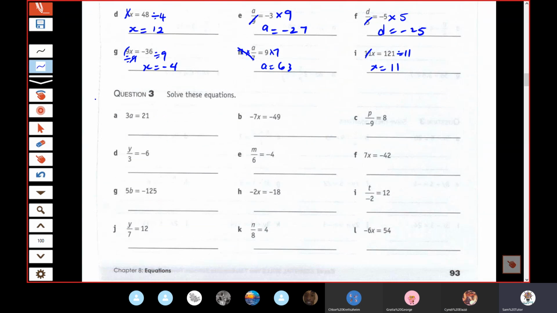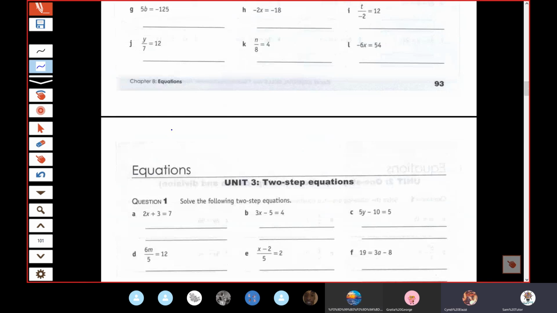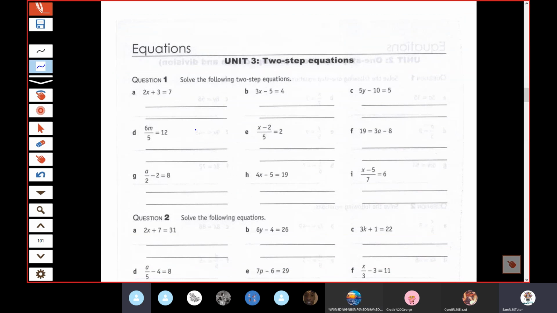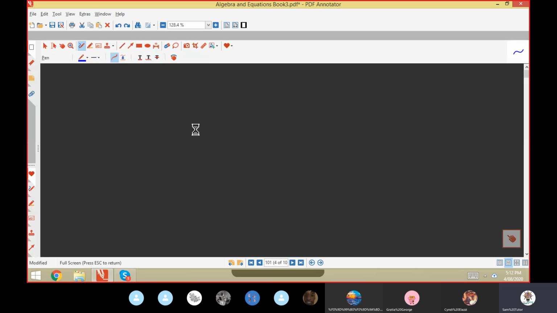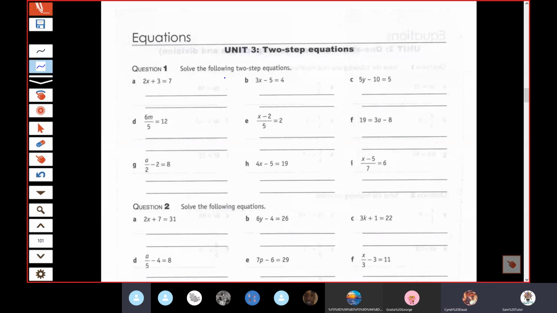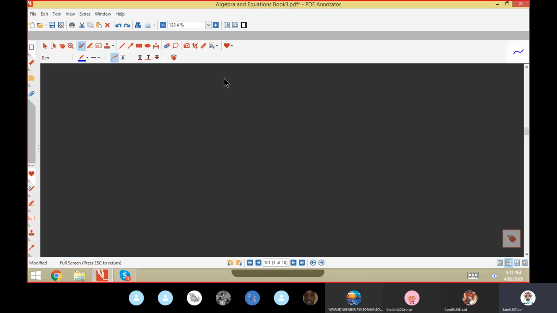We'll leave this one. At the end, can we play Kahoot? We'll see how we go. Okay. Equations, unit 3. All right, 2-step. What's the time? 5:12. We're meant to finish at 5:30. 2-step. I think next week. Yep. I'm not going to confuse us with this.